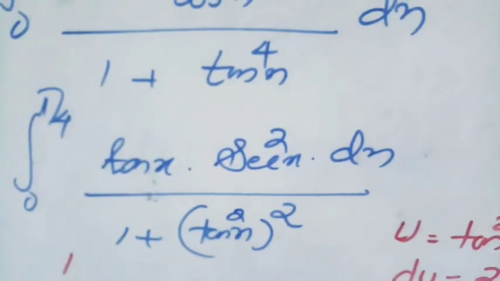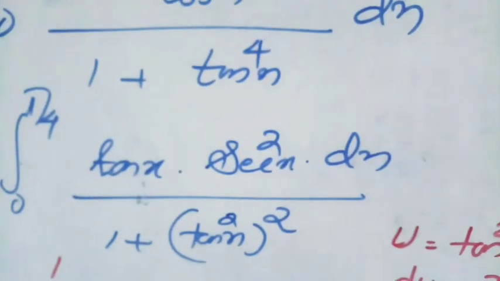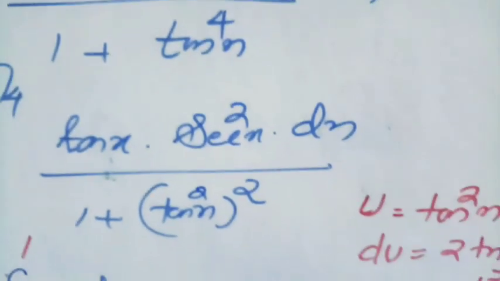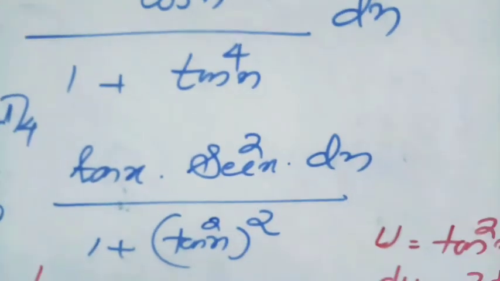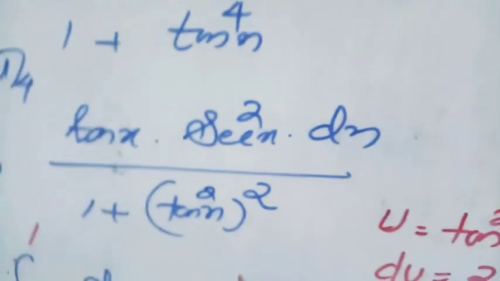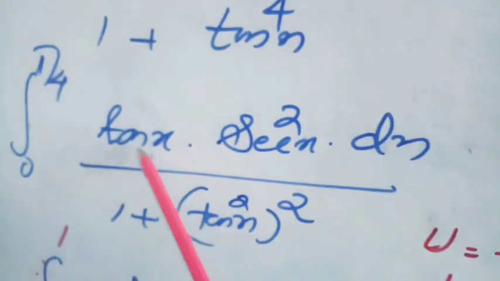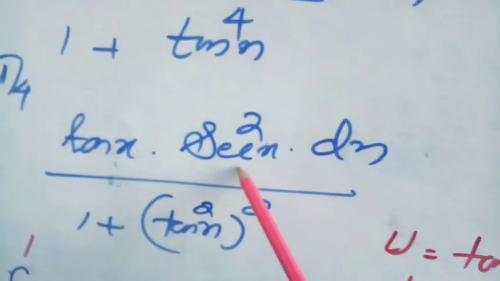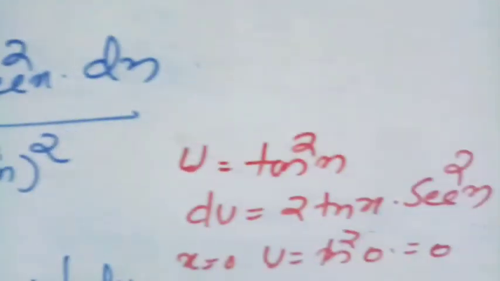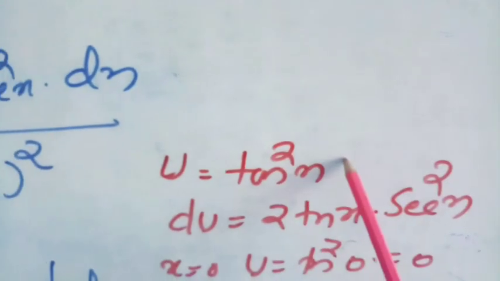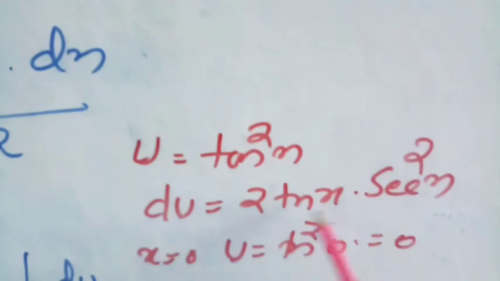Now the limits are from 0 to pi by 4, tan x sec square x by 1 plus tan square x the whole square. It is very clear because the derivative of tan square x, which is 2 tan x into sec square x, lies in the numerator. So assume u equal to tan square x, du equal to 2 tan x sec square x dx.